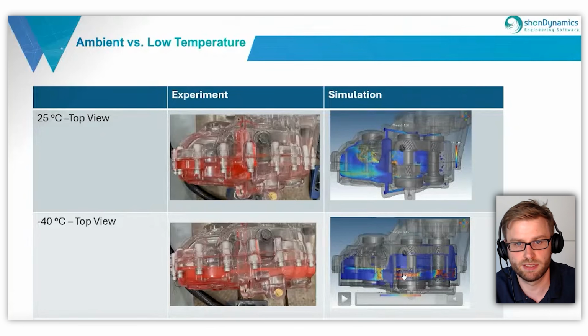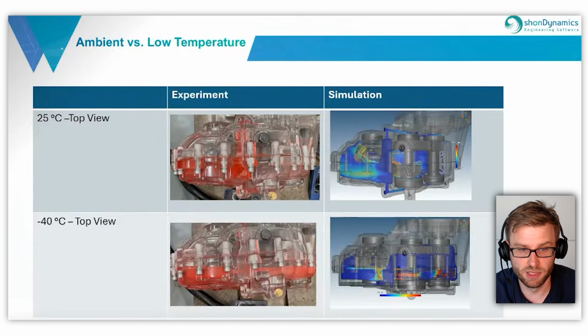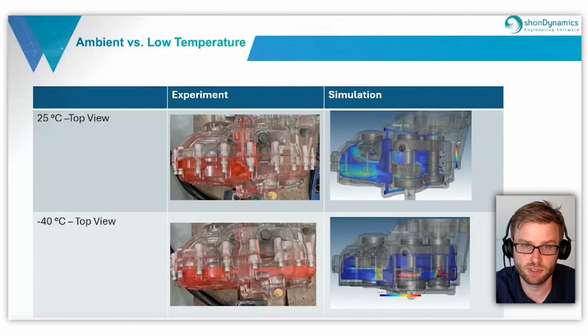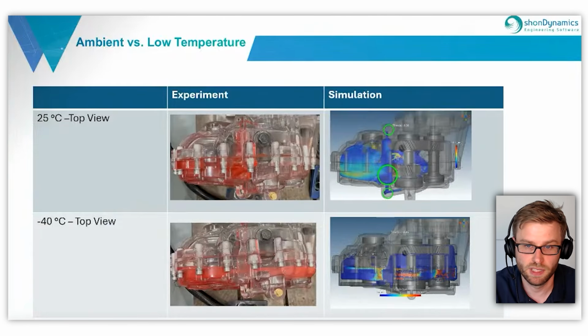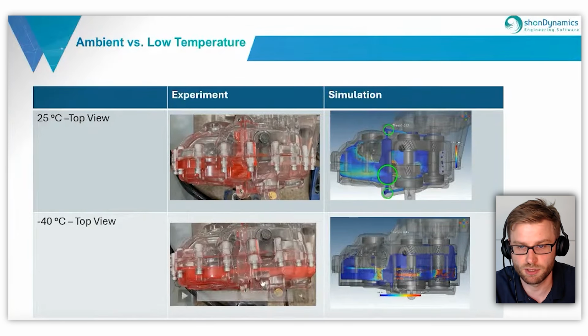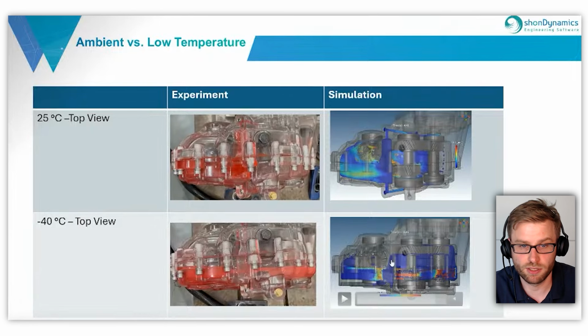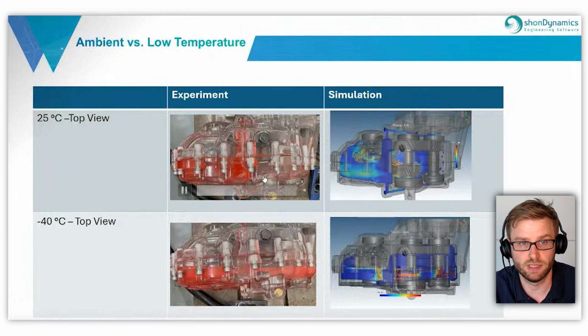So this is how Shondai is able to properly calculate the distribution of lubricants in a gearbox in different kinds of situations, like in extreme conditions like minus 40 degrees or at normal temperature. And in both cases, we get good results in simulation compared to the experiment.